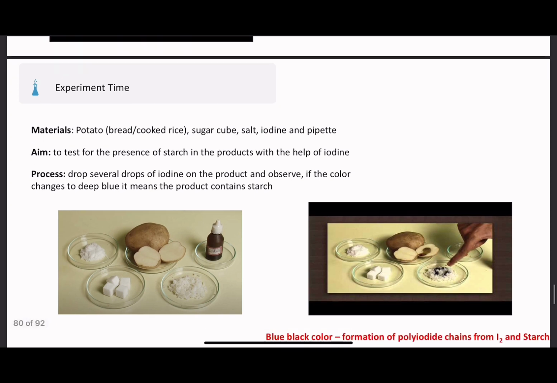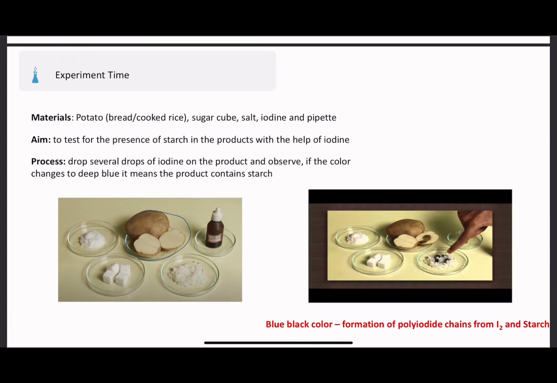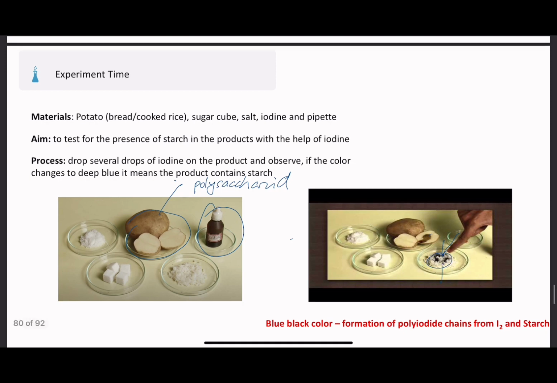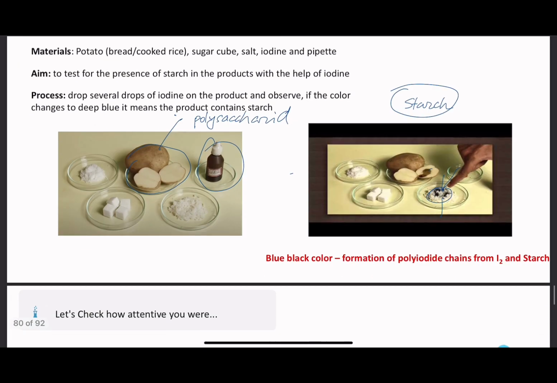If you want to check out if anything has starch in it, starch is a polysaccharide, you need to test it with iodine. If you add iodine on top of, let's say, a potato, you would see that it gets a dark blue-black color, and you would know that there was starch in it. That's how people test for starch.